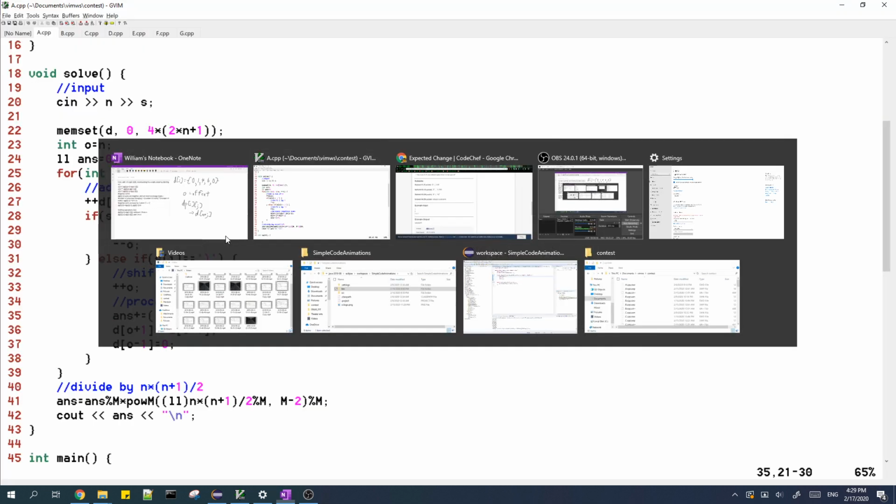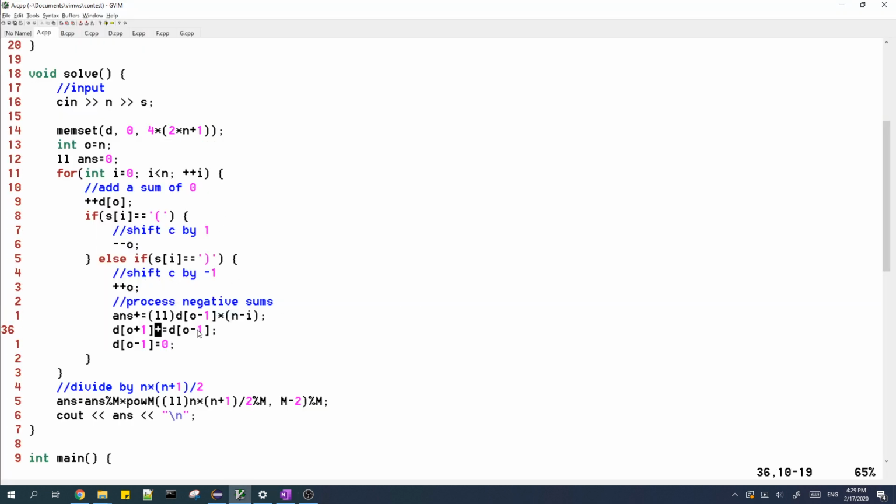So after I calculate the contribution of i and add it to the answer, I increase the negative sums by 2. So for each sum which is equal to -1, I add the number of sums which are -1 and change them into sums which are 1. And then I remove the sums which are -1.